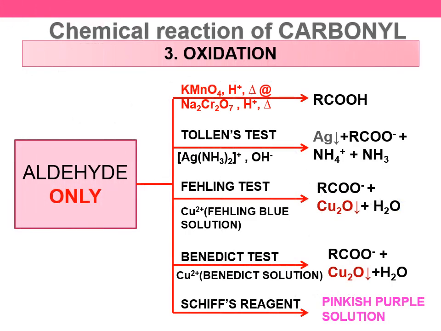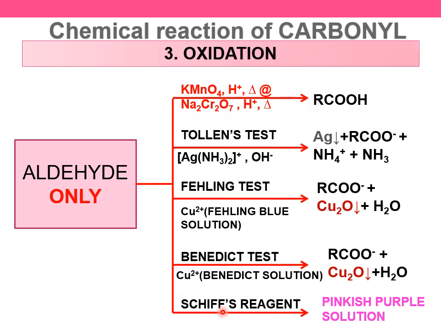Okay, class. Now we are looking at the third chemical reaction of carbonyl, which is oxidation. We have done only one. The first one is the oxidation of aldehyde. Remember, we learned this in chapter 5 when we were doing oxidation on alkene, and then we are going to oxidize the aldehyde further into a carboxylic acid.